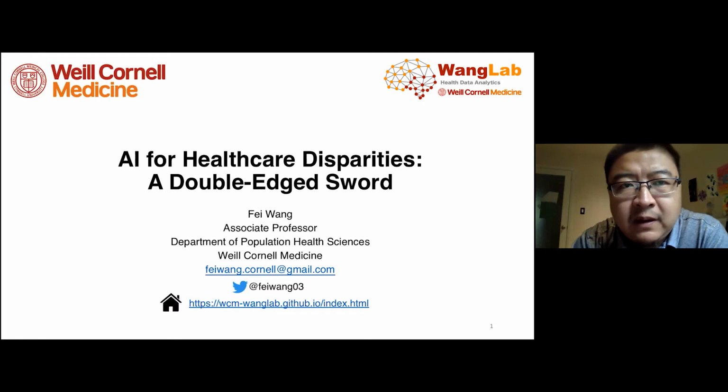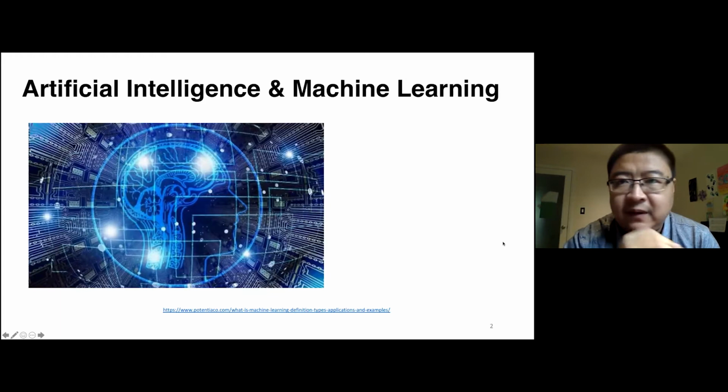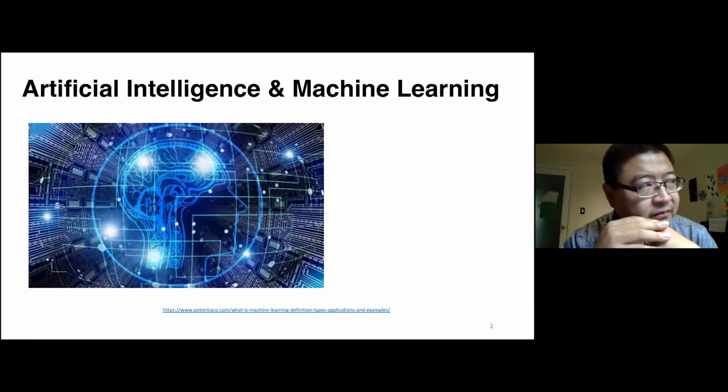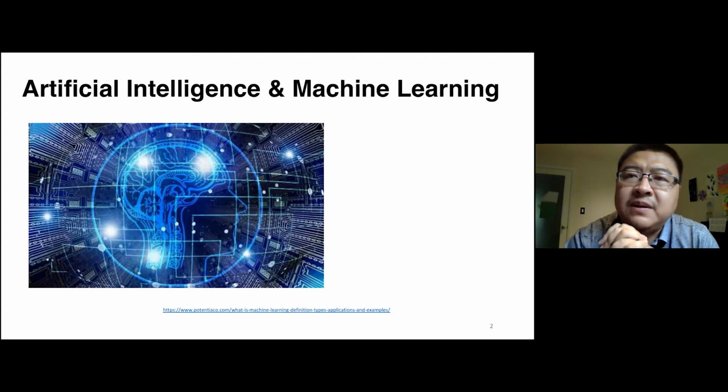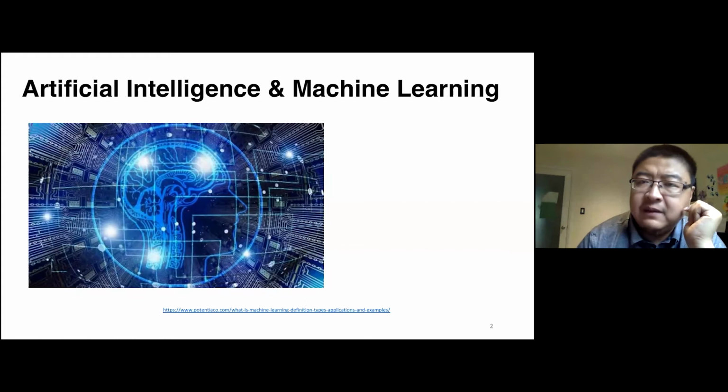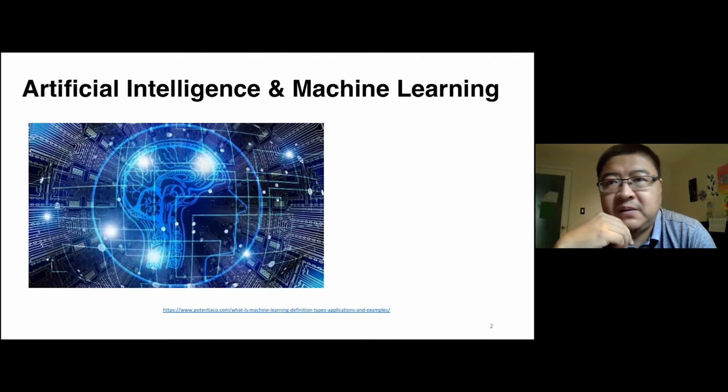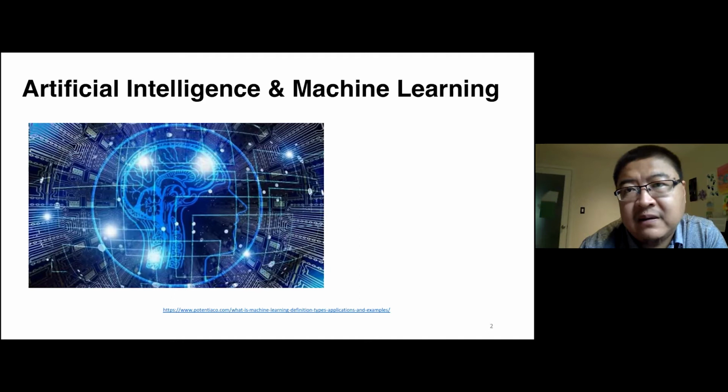I'm sure everybody has heard of AI from different places, and there are different kinds of definitions, but in short, artificial intelligence, when it was proposed, its aim is to make the machine, mainly computers, think in a human way. And machine learning, although we hear it a lot of times used interchangeably with artificial intelligence, can actually be regarded as a subfield of AI, and it is a way of implementing AI.